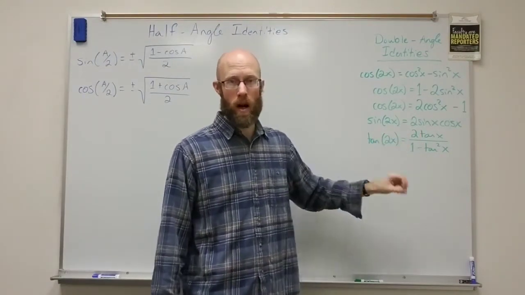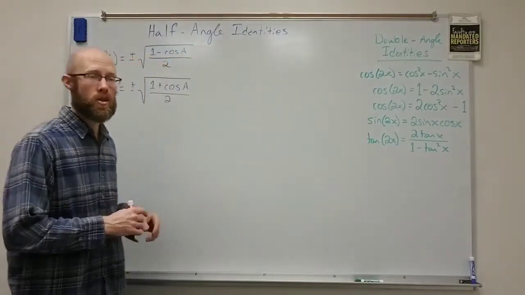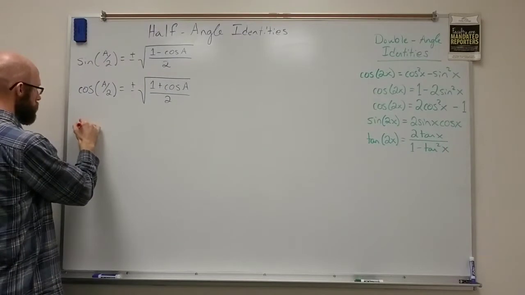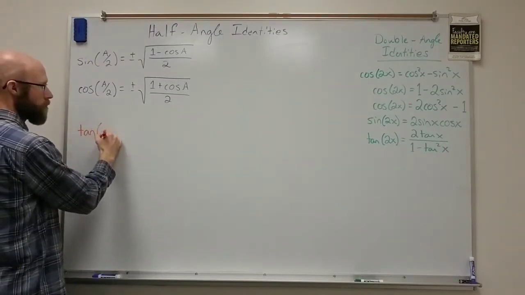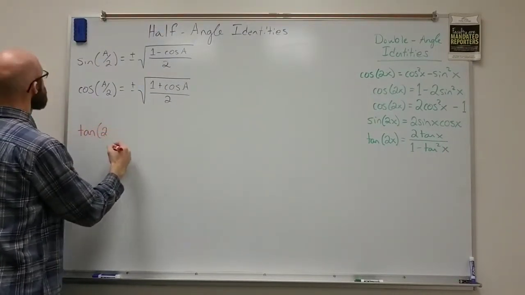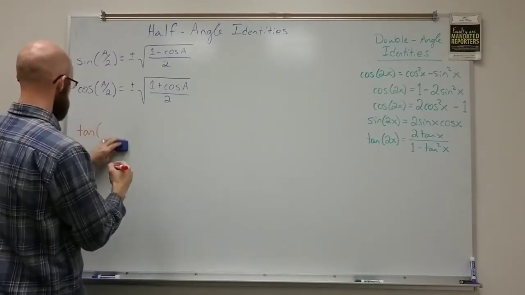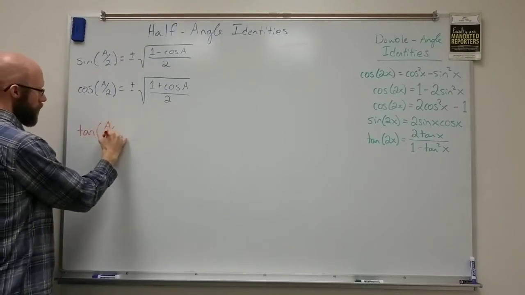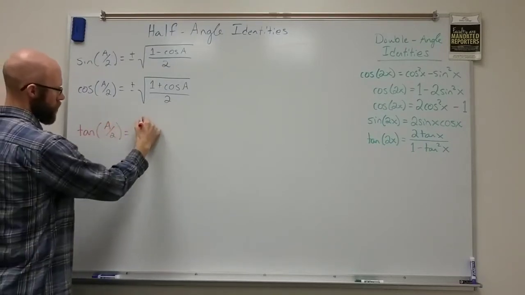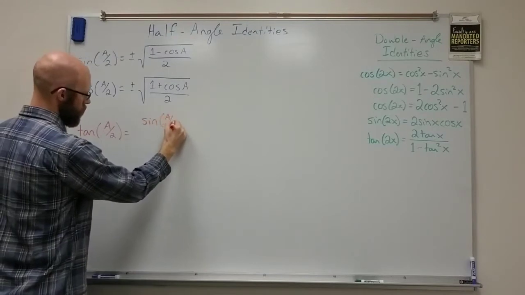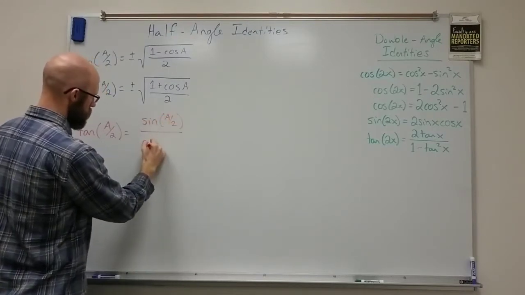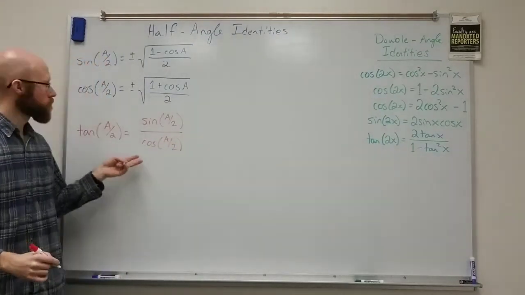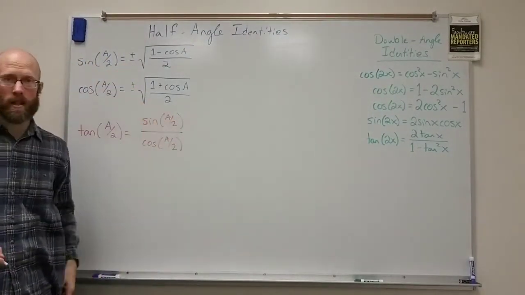There's a quicker way to derive the formula than that, and it is to utilize the quotient identity. We know that the tangent of any angle is equal to the sine over the cosine of that same angle. So if I wanted the tangent of a over 2, that's equal to the sine of a over 2 divided by the cosine of a over 2. Okay? So I'm going to take these 2 formulas and divide them.